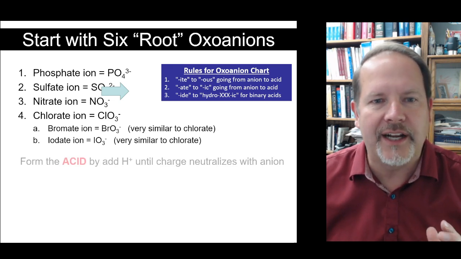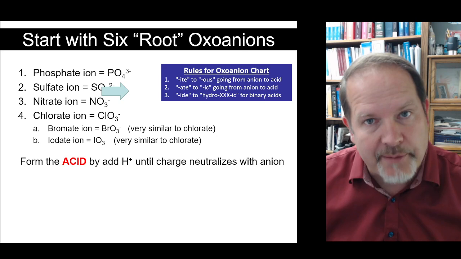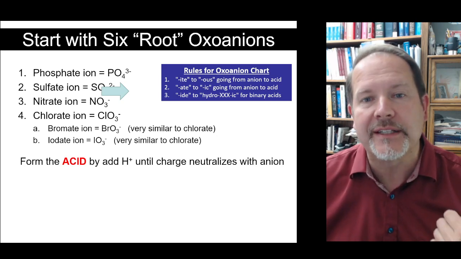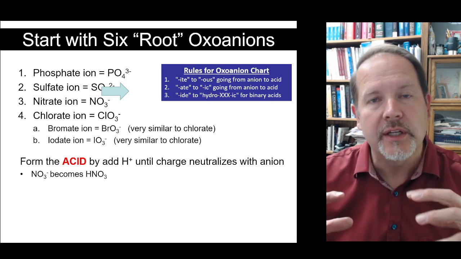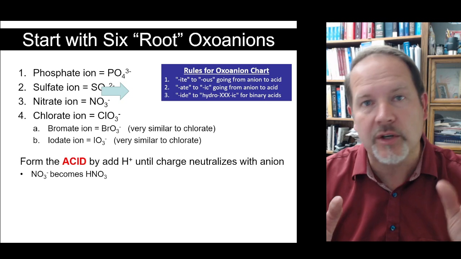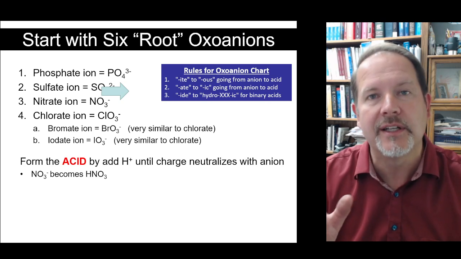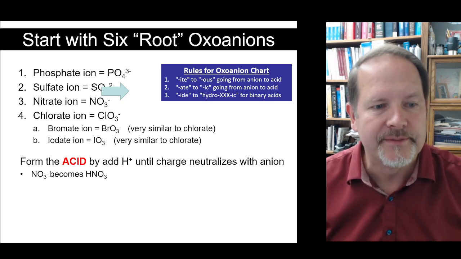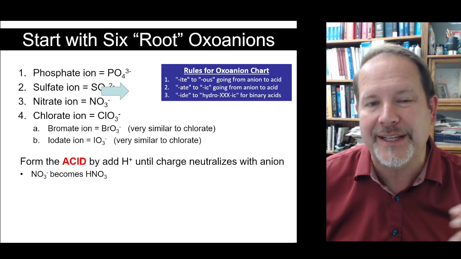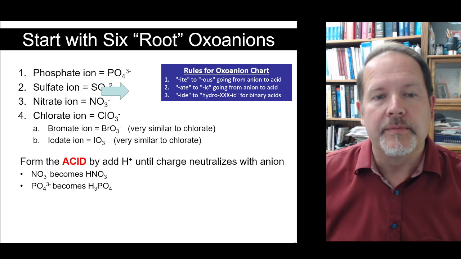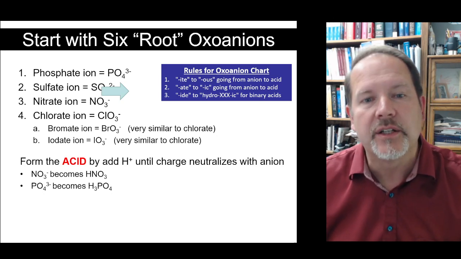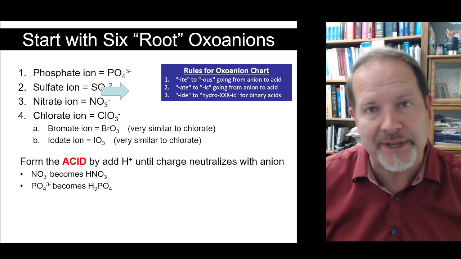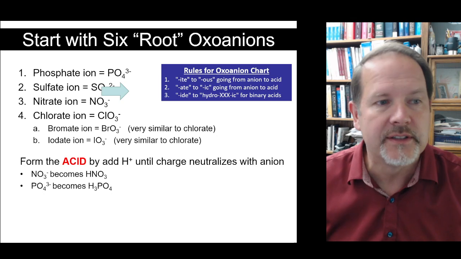And then next, to give you an example of what I mean by these rules, if you have something like nitrate, if you add 1 hydrogen and you completely balance out the -1 charge with 1 positive hydrogen, this becomes nitric acid. Okay? And this is where the ate becomes ic. Phosphate will become phosphoric acid if we add 3 hydrogens to it, because it's a -3 charge. So we need to do that.